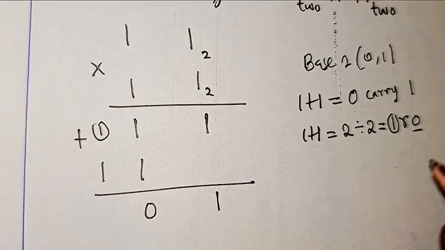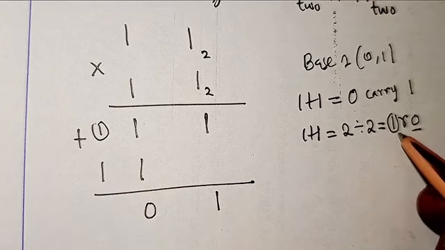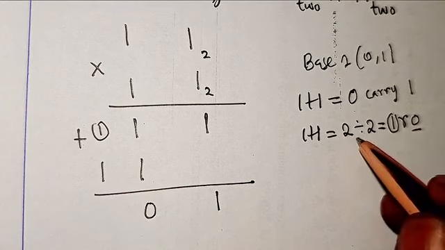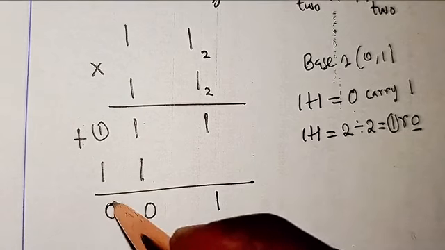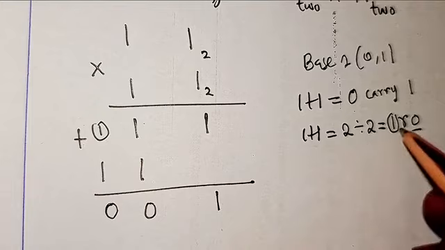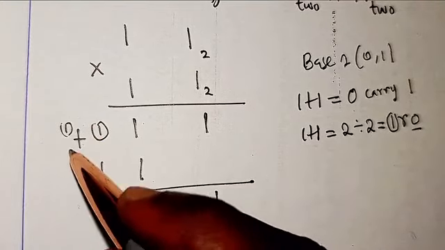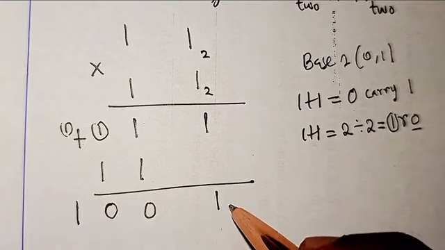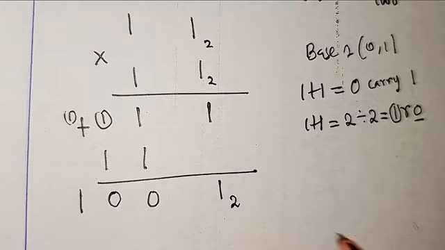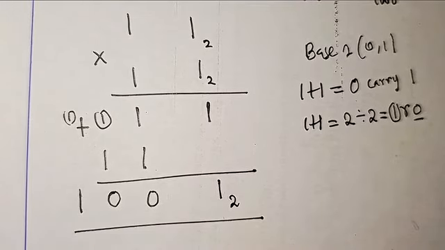So 1 plus 1, we can see this will give us the same thing as before, so this will be 0. Then we drop this 1 here and we have 1 here. So this is in base 2, and we have our solution to be this.